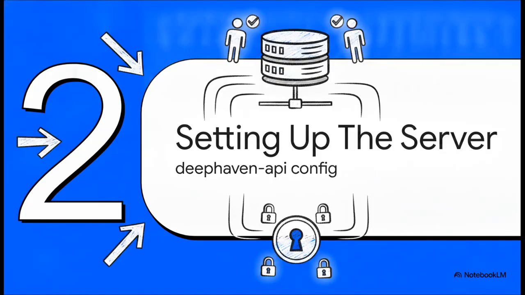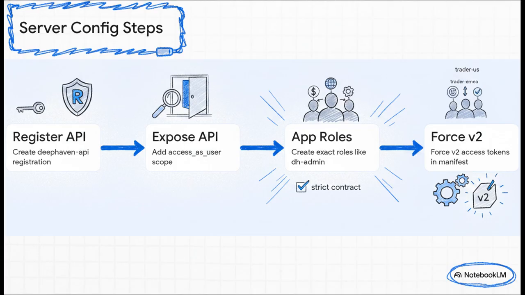Moving right along, Section 2, setting up the server and the Deephaven API config. To get this running, you'll walk through these exact steps logically in the Azure portal. First, you register Deephaven API. Next, expose the API and add the access as user scope. Then you create your exact app roles.